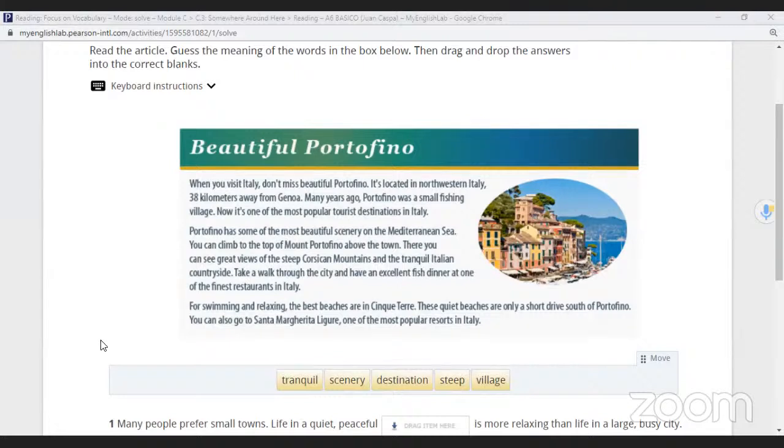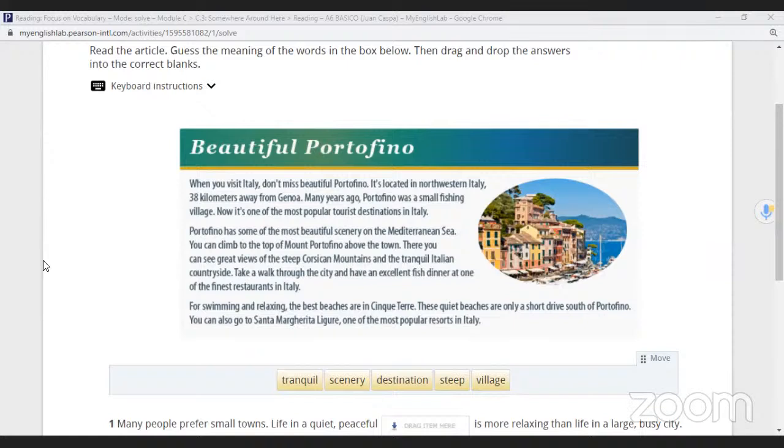Read first. When you visit Italy, don't miss beautiful Portofino. It's located in northwestern Italy, 38 kilometers away from Genoa. Many years ago, Portofino was a small fishing village. Now it's one of the most popular tourist destinations in Italy.